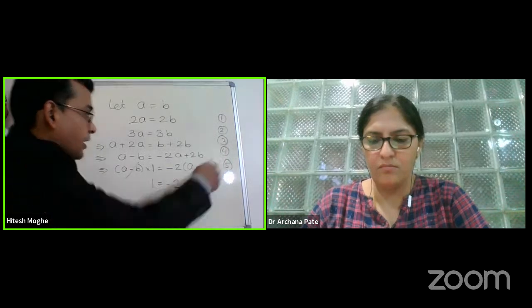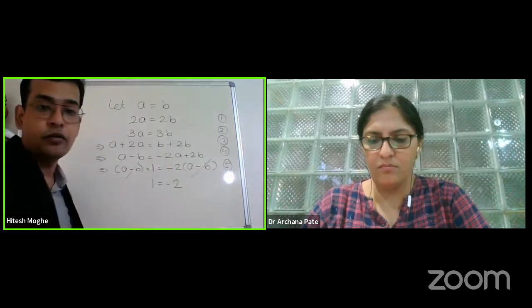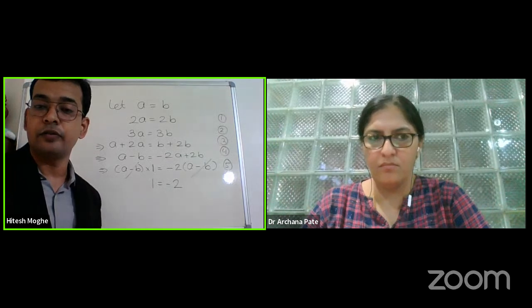Correct. Good. Correct. Right? So this is a very common mistake. We cancel a factor without realizing that the factor can also be 0, right?